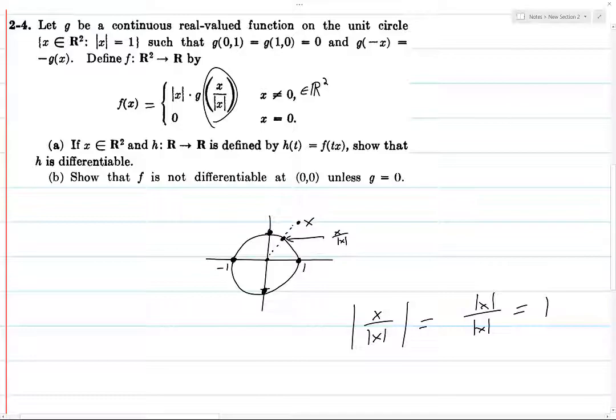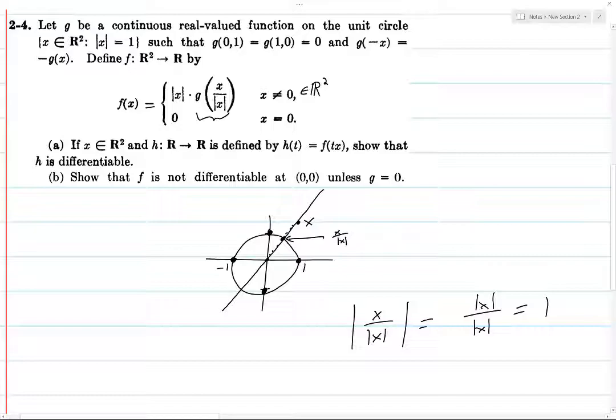Anyway, so what do we do? We evaluate g at this point x over the absolute value of x, and then we take that result and multiply it by the absolute value of x. So what this g of x over the norm of x does is, if you imagine you draw a line here that passes through x and the origin, then if you choose any point which is non-zero here, g of x over the norm of x is going to give you the same value. It's just going to be whatever it is here.